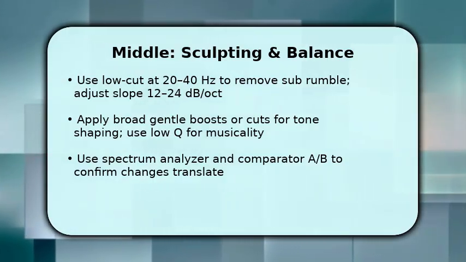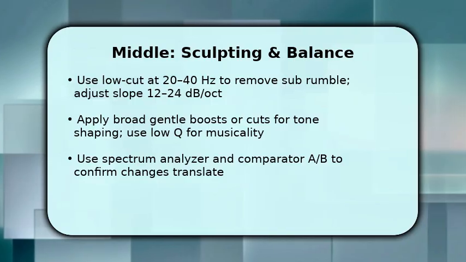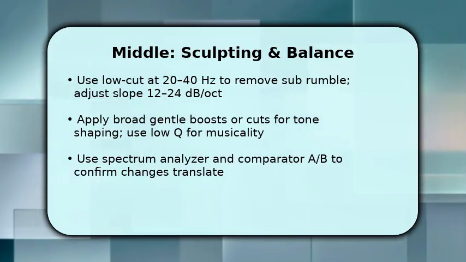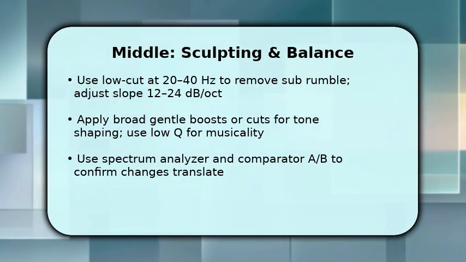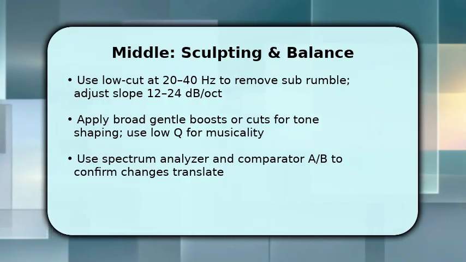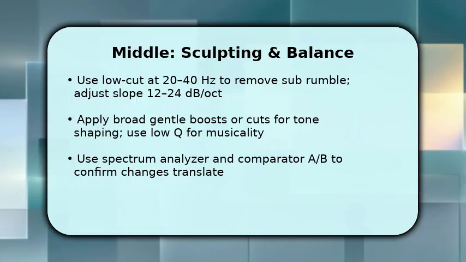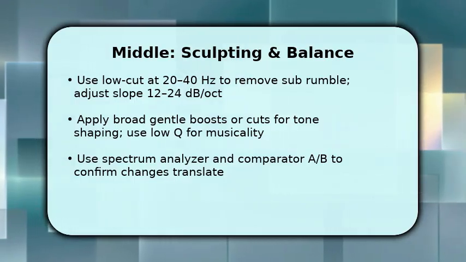Then use wider bands with low Q to shape warmth or clarity. Boost a little around 100-250 Hz for body, or cut 300-800 Hz to reduce muddiness. Make small moves, then bypass and A/B to verify.